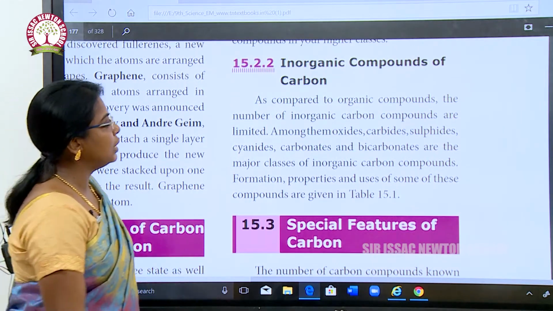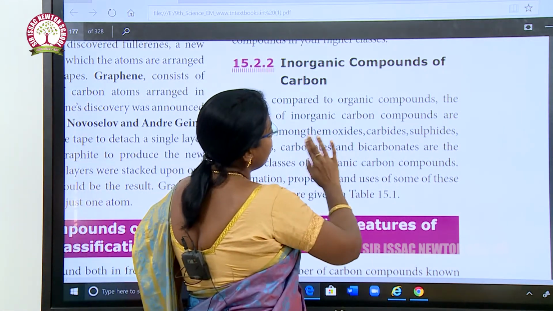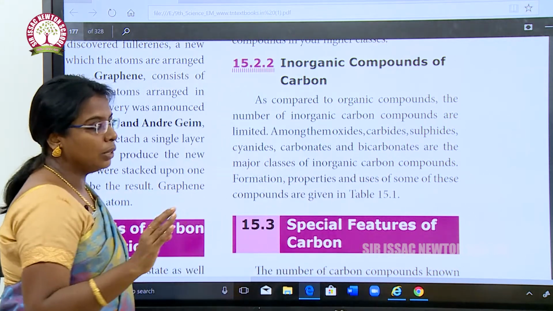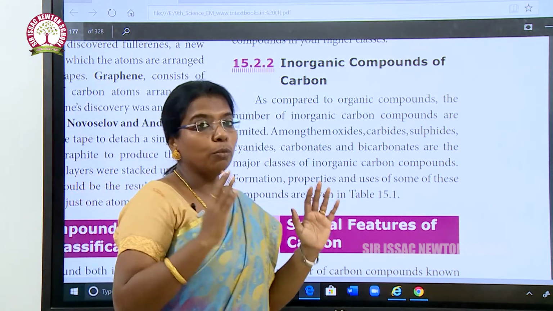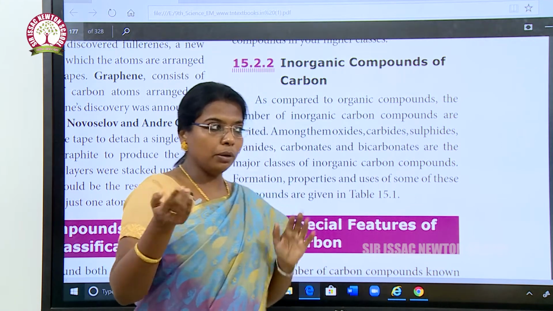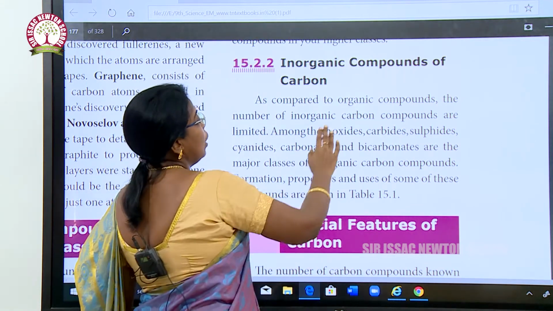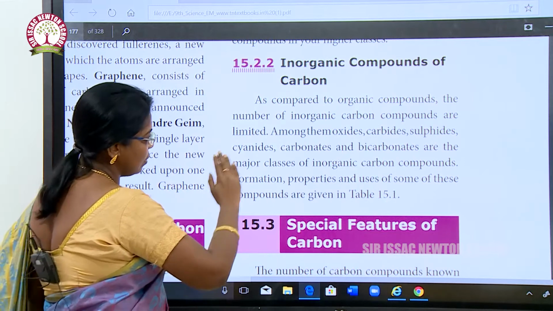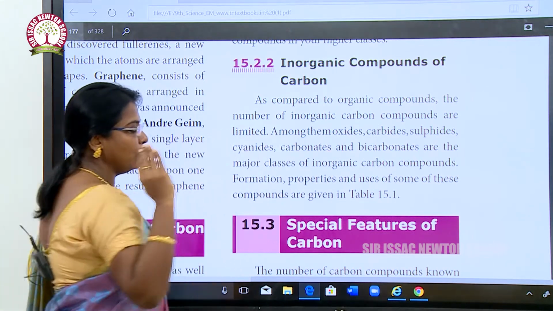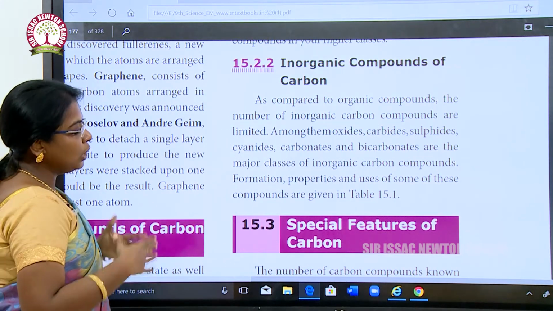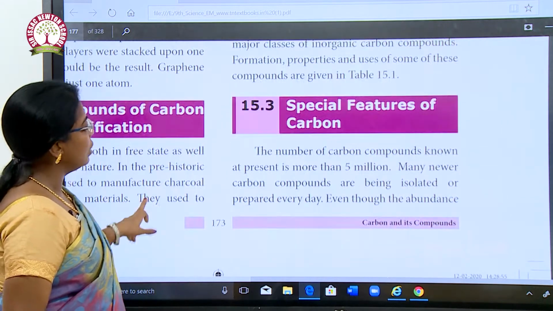Inorganic carbon compounds. As compared to organic compounds, the number of inorganic compounds is limited. Organic carbon compounds are more in number, but inorganic carbon compounds are lesser in number. Among them, oxides, carbides, sulfates, cyanides, carbonates and bicarbonates are the major classes of inorganic carbon compounds. Formation, properties and uses of some of the compounds are given below.